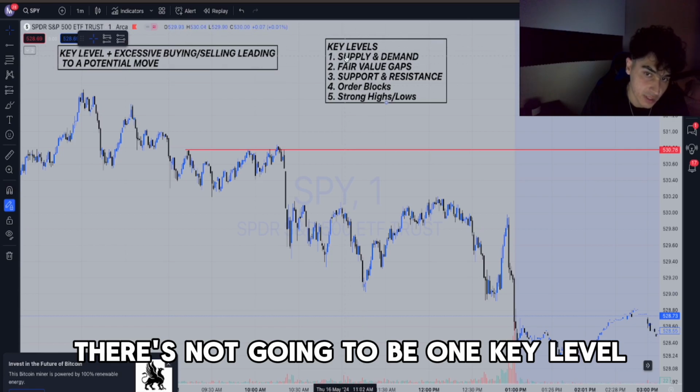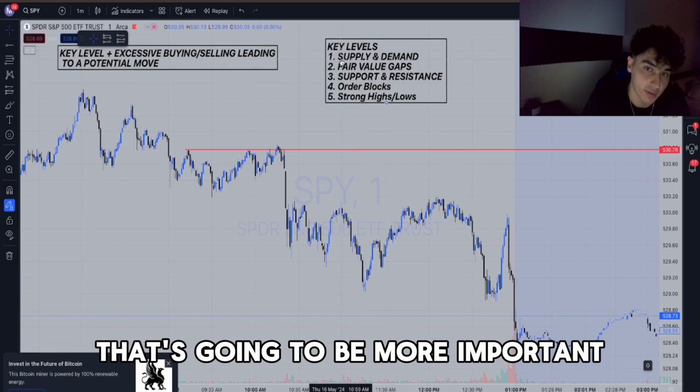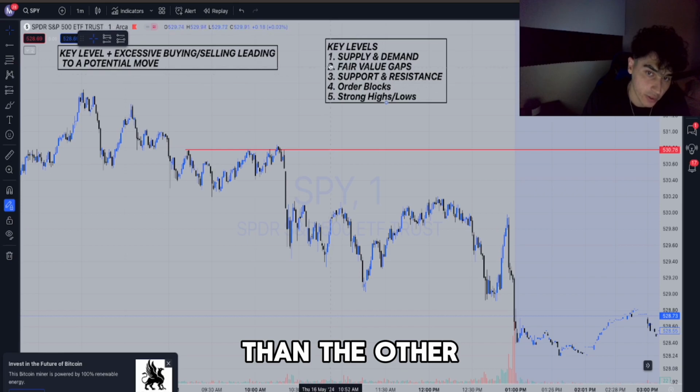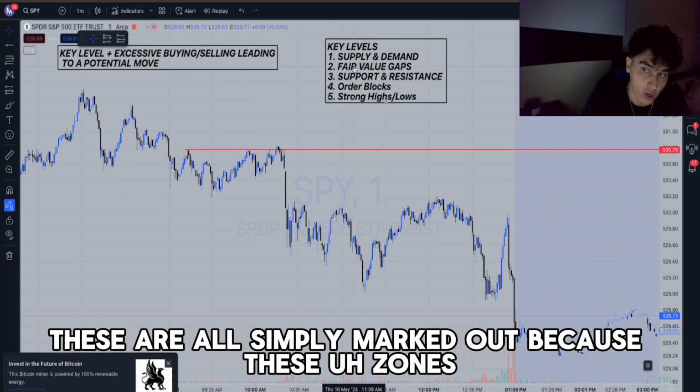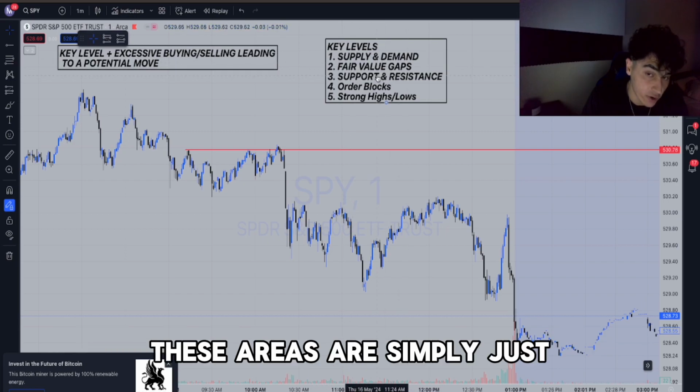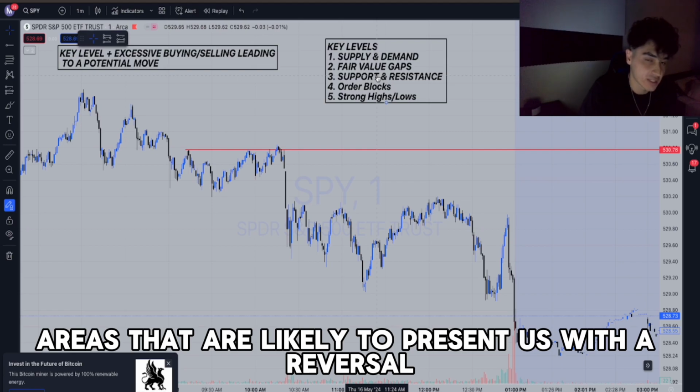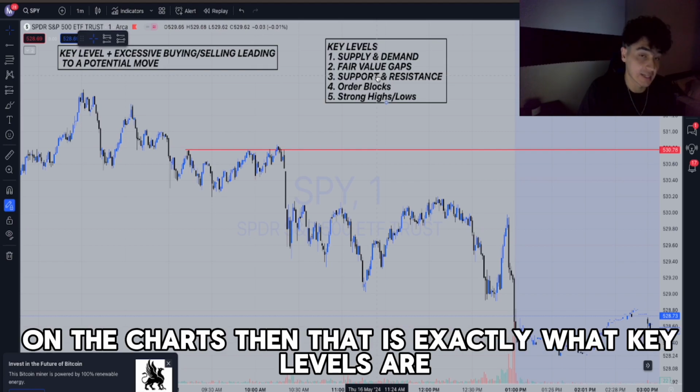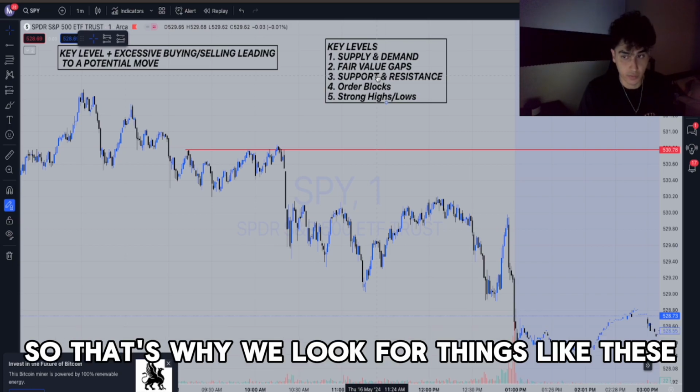There's not going to be one key level that's more important than the other. These are all simply marked out because these zones, these areas, are simply areas that are likely to present us with a reversal on the charts. And that is exactly what key levels are. So that's why we look for things like these.